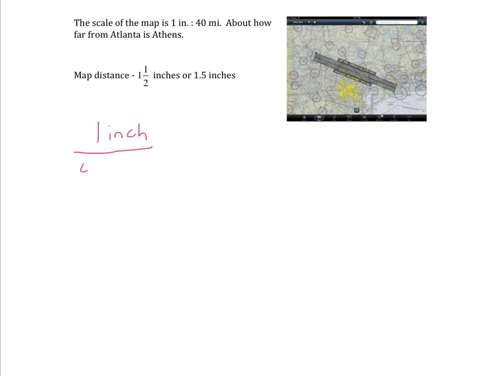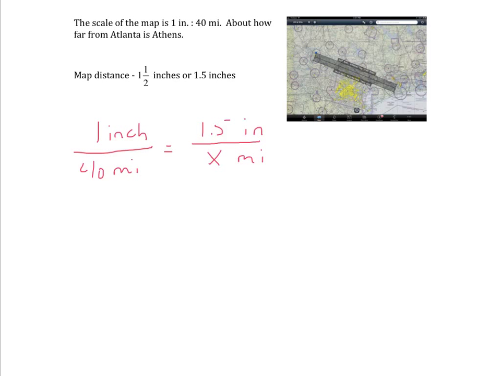is to 40 miles. So I want to set up the next ratio for my proportion, which would be equal, and I know it's going to be inch to miles. Since I already know that it's 1.5 inches, and I'm looking for how far that is in actual distance. Now I have my proportion set up, and I can solve from that.